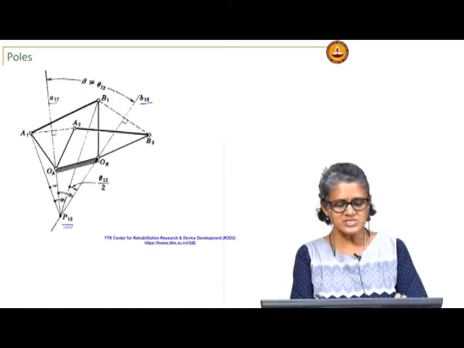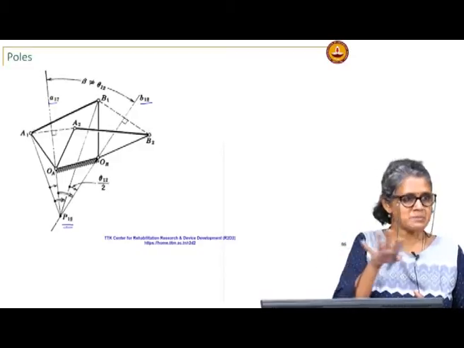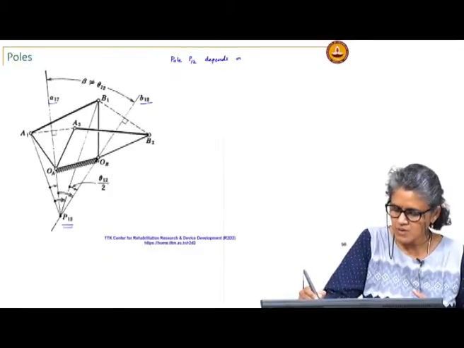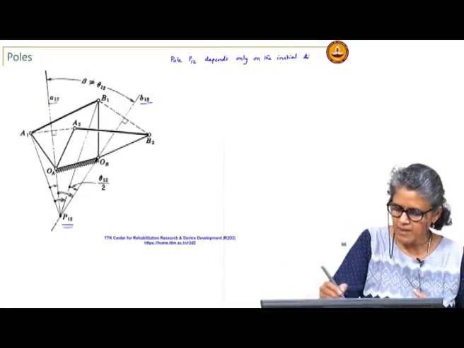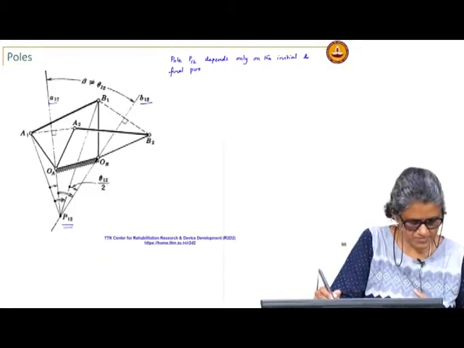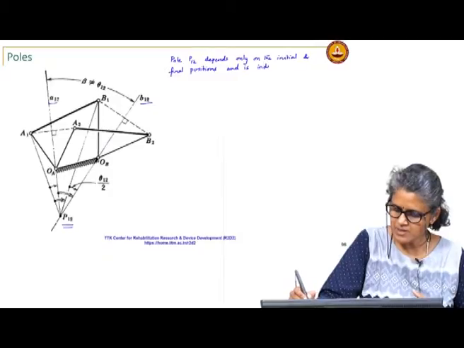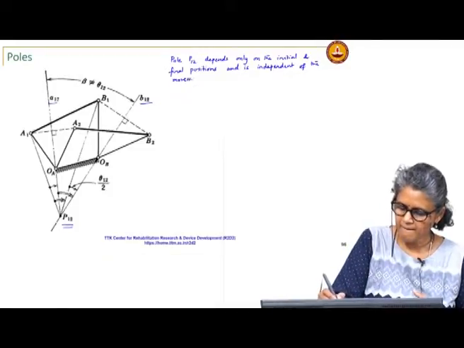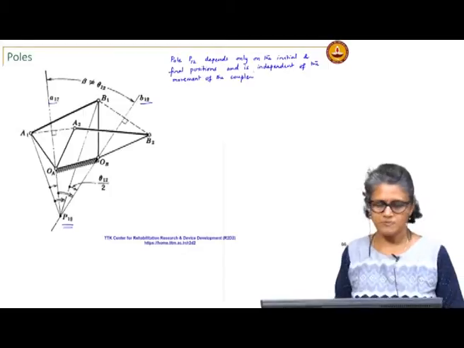So, this pole P12 depends only on the initial and final positions, and it is independent of what happens in between. The pole P12 depends only on the initial and final positions and is independent of the actual movement of the coupler.